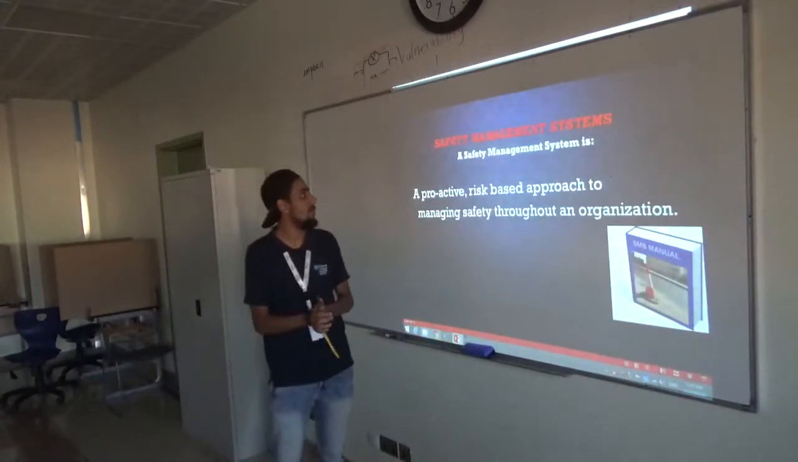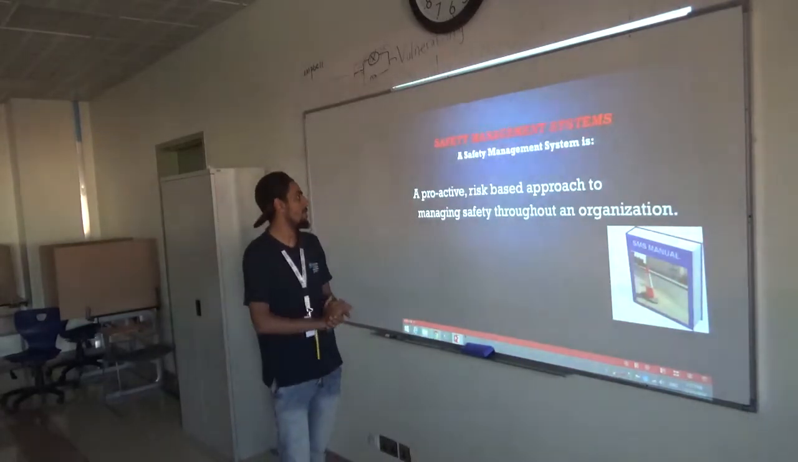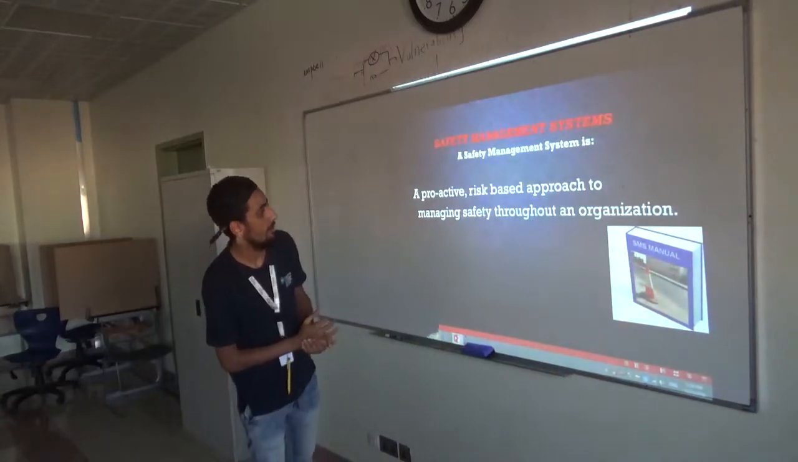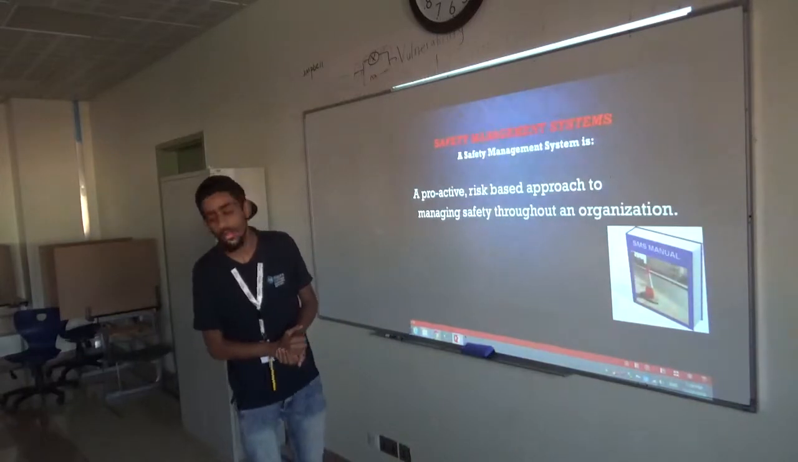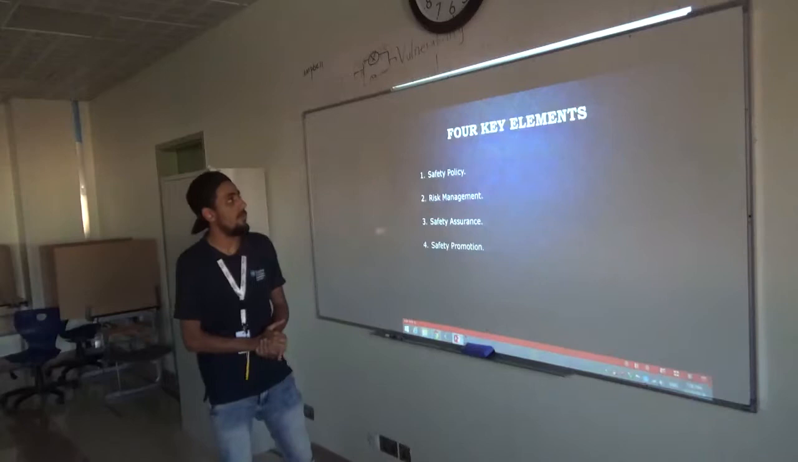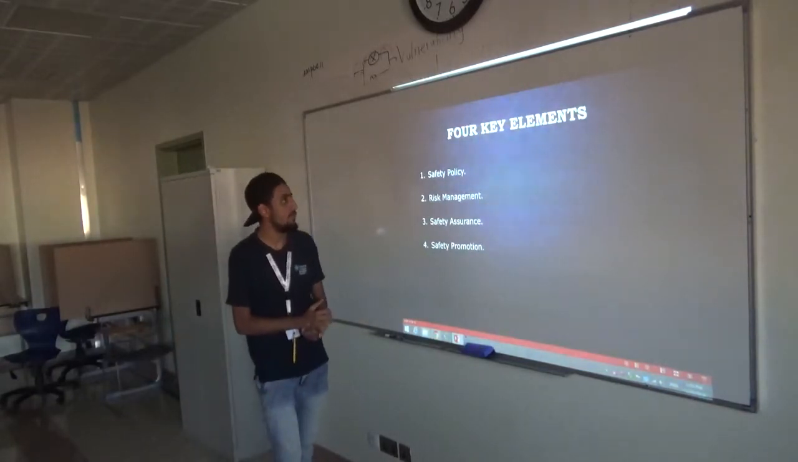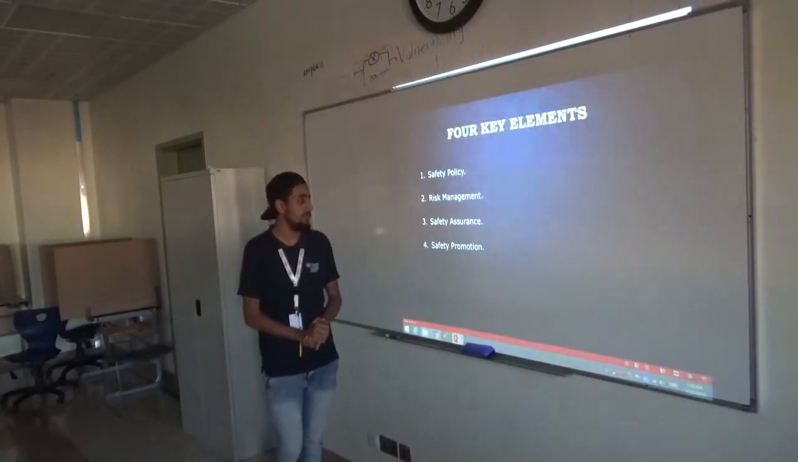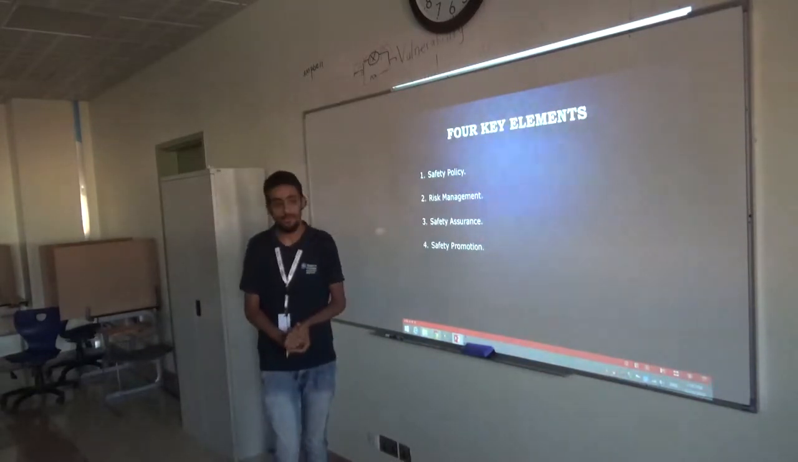So we'll continue with the safety management system. A safety management system is a proactive risk approach to managing safety throughout an organization. There are 4 key elements of a safety management system. The first one is safety policy, then risk management, safety assurance, and safety promotion.